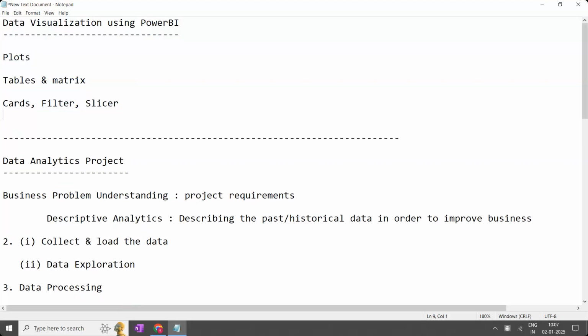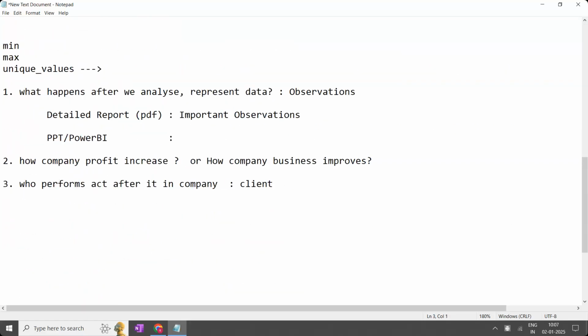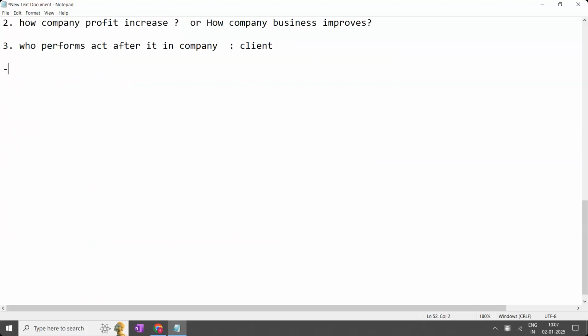Instead of focusing on the next one, this one is more important: what the various plots are, and what tables and matrices are involved. And I'm going to share it with you clearly.